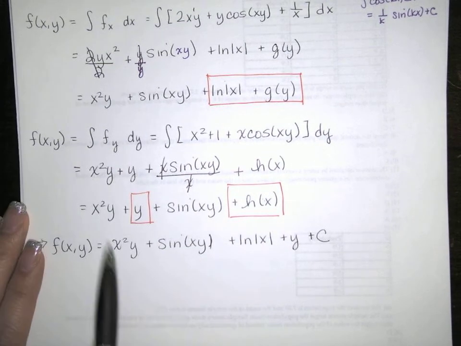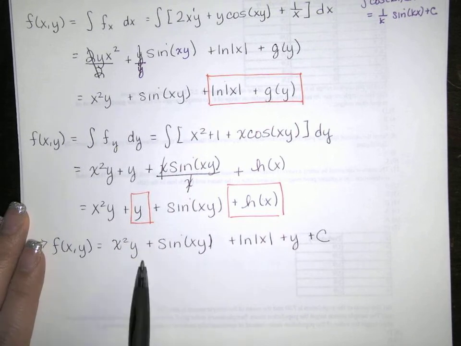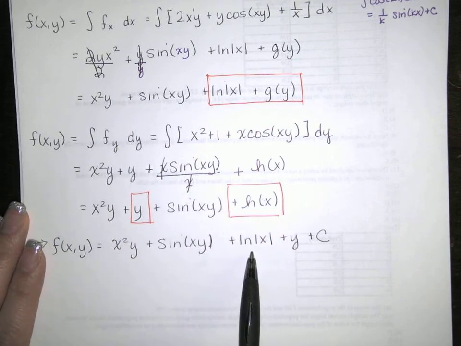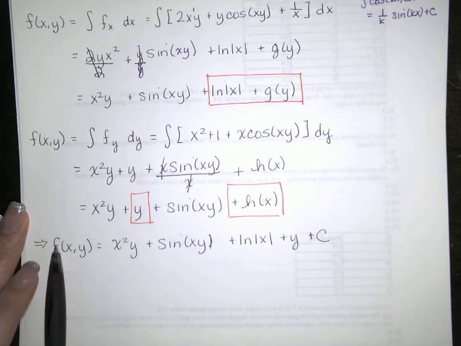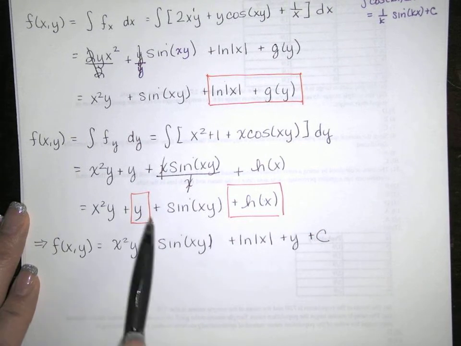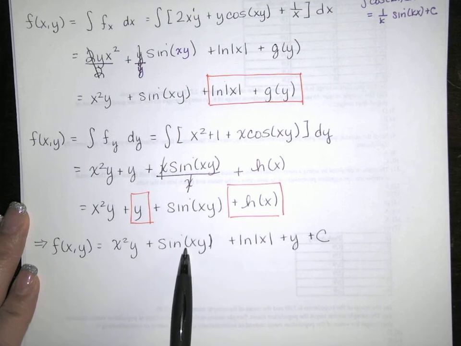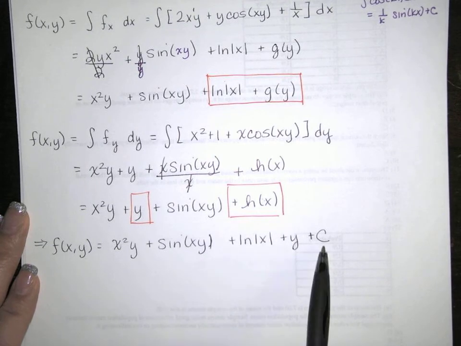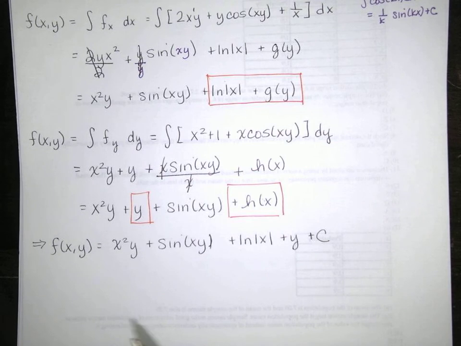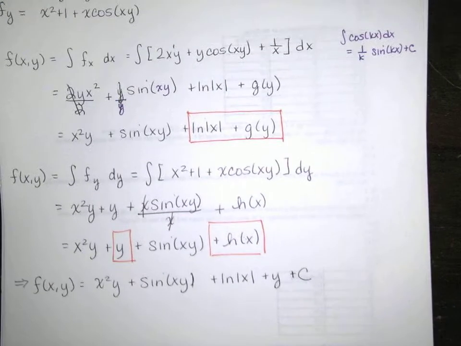Now you should always check, make sure that this satisfies both of them. Is f of xy equal to this plus this? Sure, plus natural log of x plus a function of y. Y plus c is your g of y? Yes, that checks out. Is f of xy equal to that, plus the y there, plus that, plus a function of x? The function of x is natural log of absolute value of x plus c, so it checks out. So that is a partial antiderivative.